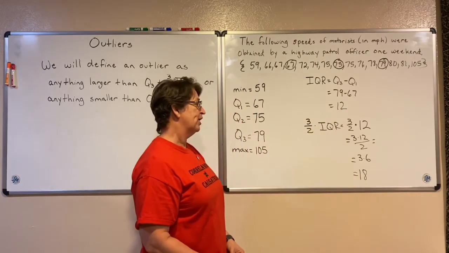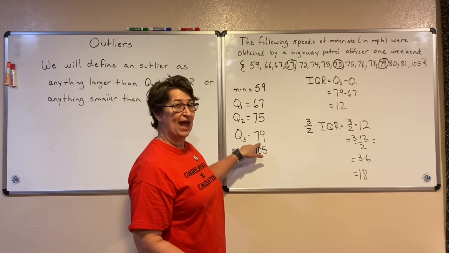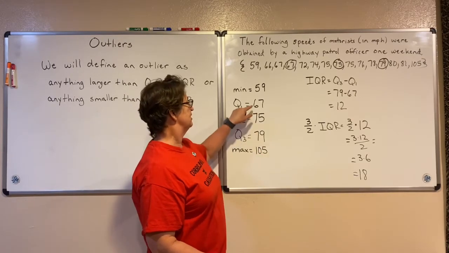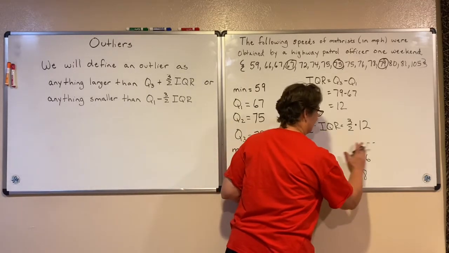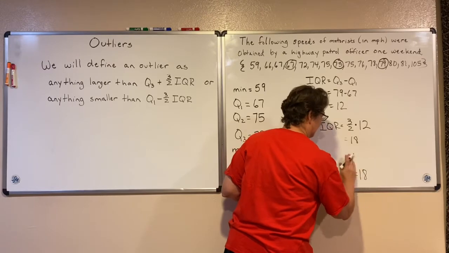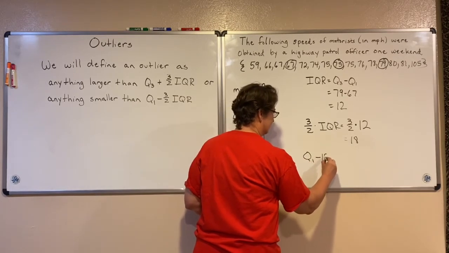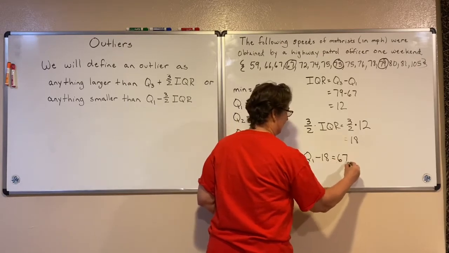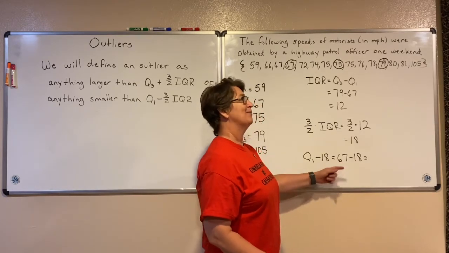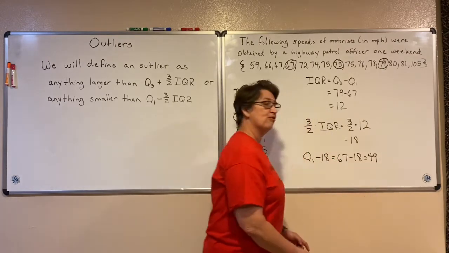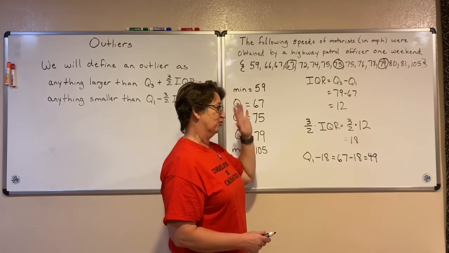We're going to take that 1.5 IQRs and we're going to add it to this Q3. And anything bigger than that, we're going to consider an outlier. And then we're going to subtract it from this Q1, and anything smaller than that, we're going to consider an outlier. So I'm going to back up a little bit so I have some room. Here's my 18. Let's first subtract it. We're going to take Q1 minus that 18. So 67 minus 18. Well, down 10 and I'm at 57. Down 8 and I'm at 49. So anything lower than 49 is an outlier. We don't have any smaller than 49, so we don't have any outliers on the smaller end.